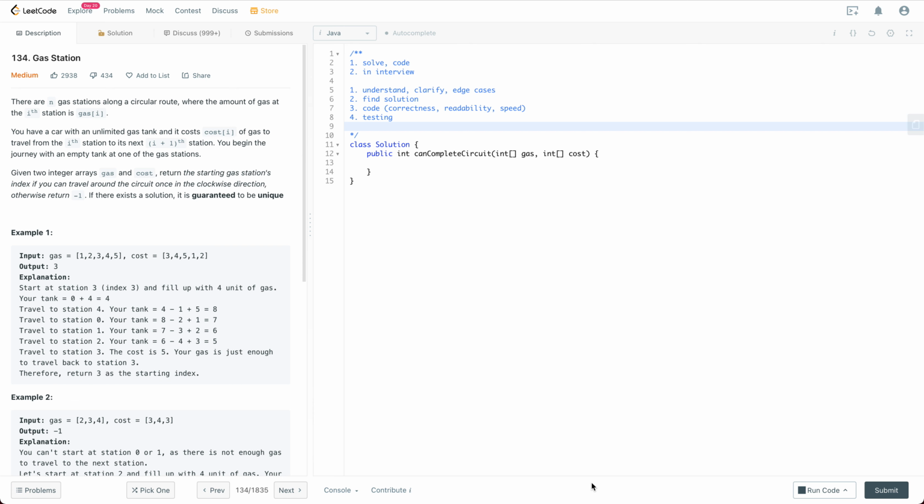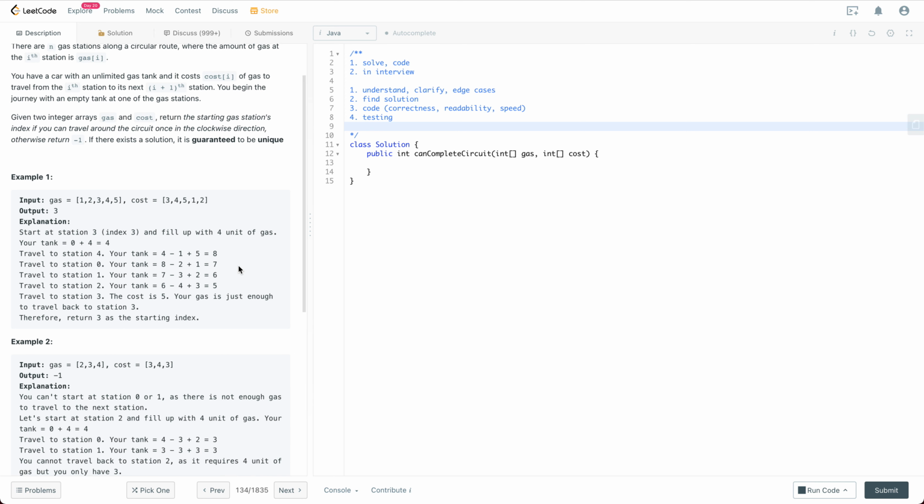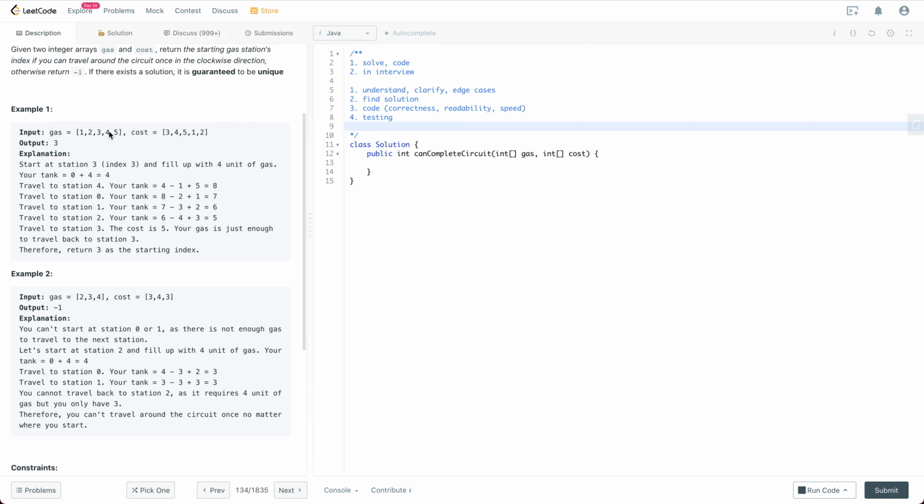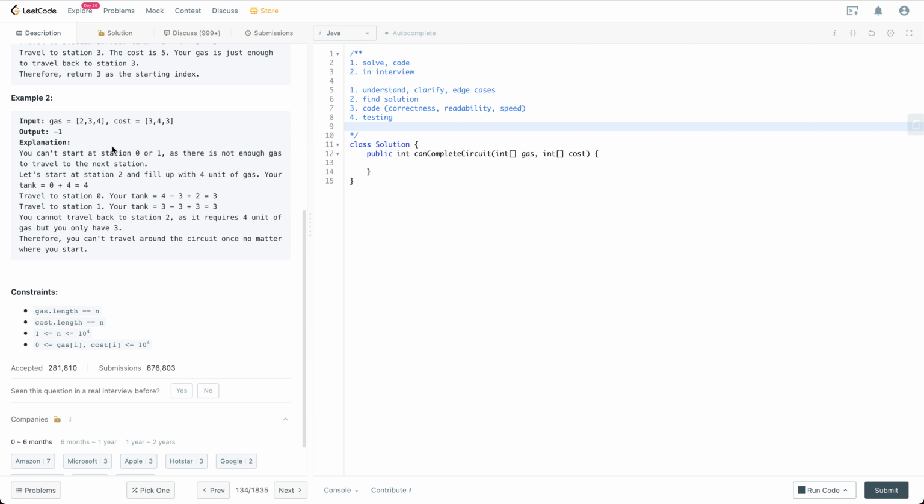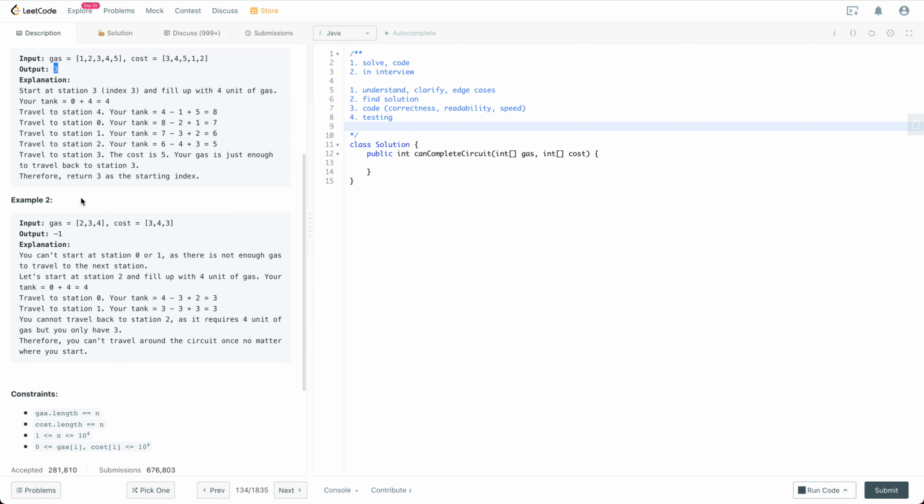If there exists a solution, it is guaranteed to be unique. So it's like we either have a solution or we don't have a solution. But when we have a solution, it's guaranteed to be unique. So let's see the first example. We have gas stations having the gas as 1, 2, 3, 4, 5 at the corresponding index, and the cost to travel from 0 to 1 is 3, so on and so forth. And the output is 3, which means we can start from 3. So we are just going to save the time for the explanation part.